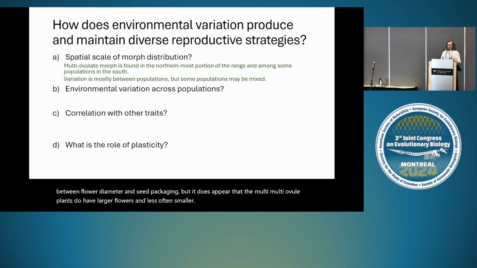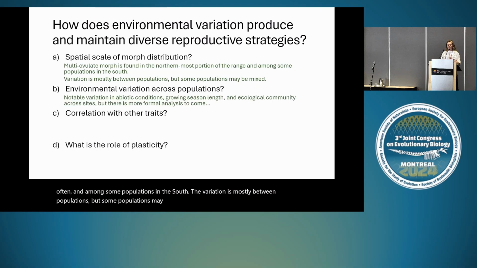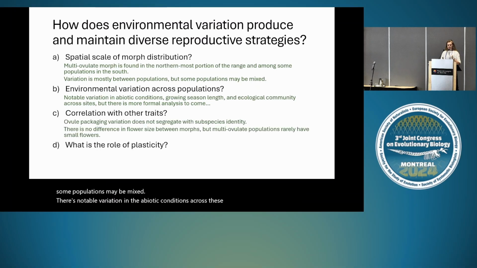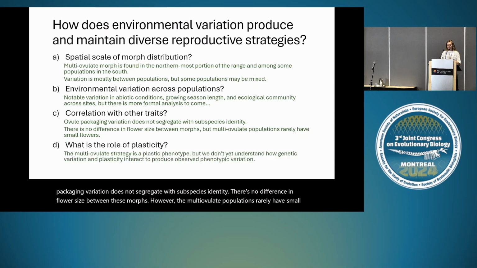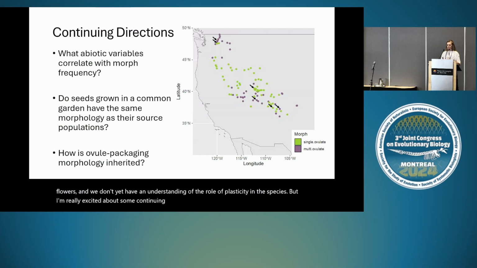And so to just wrap up, the multi-ovulate morph is found in the northern part of the range most often, and among some populations in the south, the variation is mostly between populations, but some populations may be mixed. There's notable variation in the abiotic conditions across these different sites. Ovule packaging variation does not segregate with subspecies identity. There's no difference in flower size between these morphs. However, the multi-ovulate populations rarely have small flowers. And we don't yet have an understanding of the role of plasticity in this species, but I'm really excited about some continuing directions in this species.